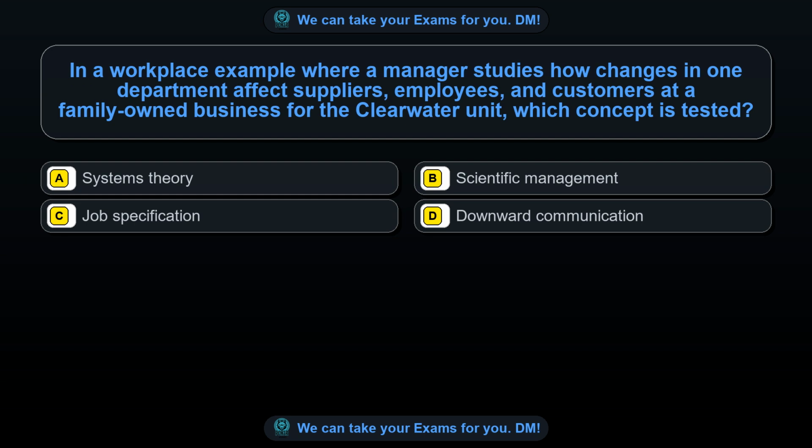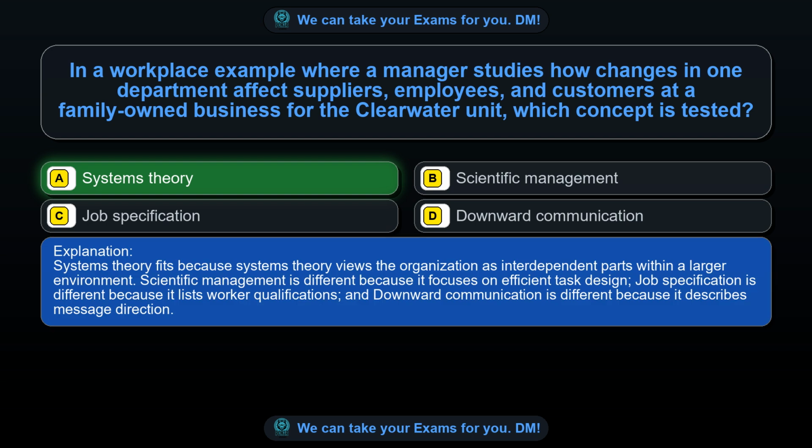Question 65. In a workplace example where a manager studies how changes in one department affect suppliers, employees, and customers at a family-owned business for the Clearwater unit, which concept is tested? Option A, systems theory. Option B, scientific management. Option C, job specification. Option D, downward communication. The correct answer is option A, systems theory.